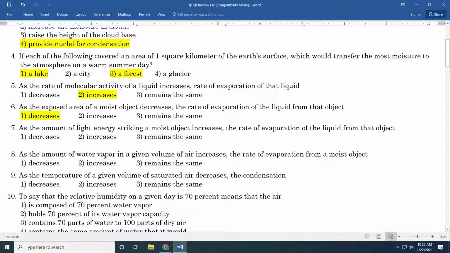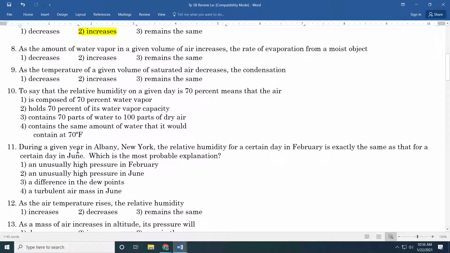Number 7, as the amount of light striking a moist object increases, the rate of evaporation of liquid from that object will increase. Again, light brings energy, energy raises temperature, more evaporation. Number 8, as the amount of water vapor in a given volume of air increases, so more water in the air, the rate of evaporation from a moist object will decrease. Because if the air already has water in it, there's less room for more to get there. As a result, it takes longer for it to find an empty spot.